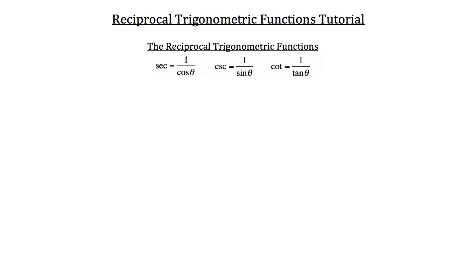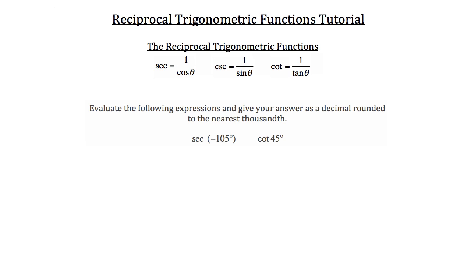Let's begin with a little simple calculator work. Evaluate the following expressions and give your answer as a decimal rounded to the nearest thousandth. Let's start with the problem on the left, the secant of negative 105 degrees. Now remember, secant is 1 over cosine theta. I like to remember the difference between secant and cosecant as that the beginning letter of secant and cosine, which it deals with, switch. So secant is 1 over c and cosecant is 1 over s. Notice how the s and c change positions. They're the opposite or the reciprocal of each other in both these graphs. So secant is 1 over cosine theta.